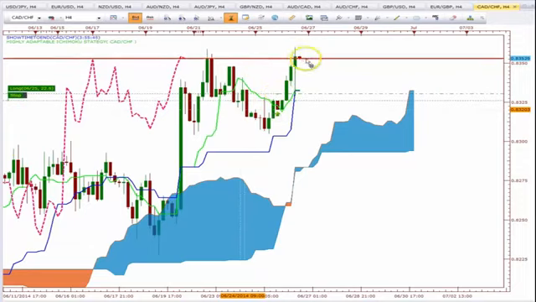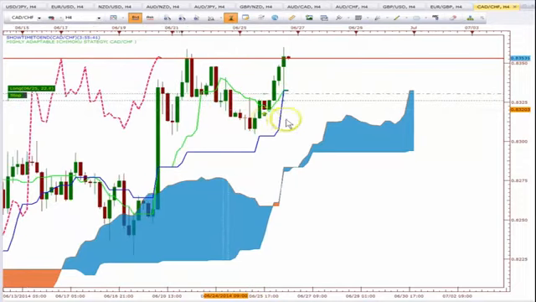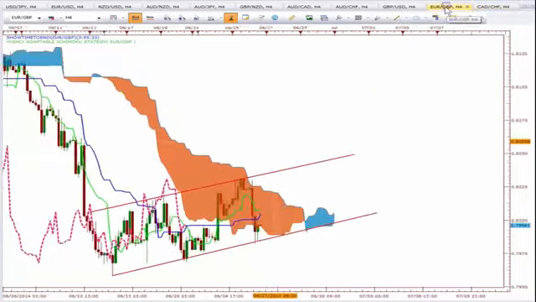Hopefully this level holds for me. But that's how I got into the trade off of that price action there. And I'm going to show you another price action trade that I use a lot, and I'll show you that a little bit here. But let's jump to another chart.